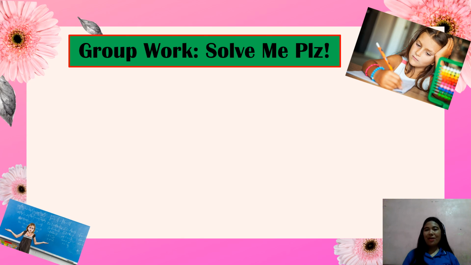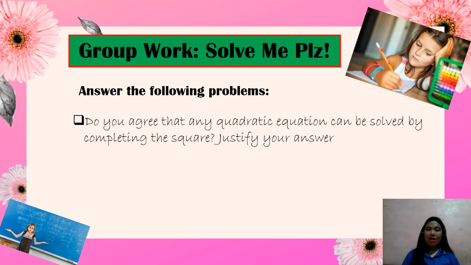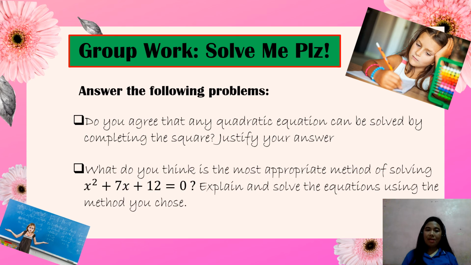Okay, so now, this is your asynchronous activity which will be given as a group work. So we have here the following problems. Do you agree that any quadratic equation can be solved by completing the square? Justify your answer. So if you just watch the video from the start, this one is very easy for you, right? Okay, next question: what do you think is the most appropriate method of solving x squared plus 7x plus 12 equals 0? Explain and solve the equation using the method you choose.